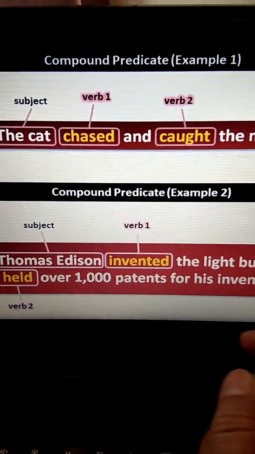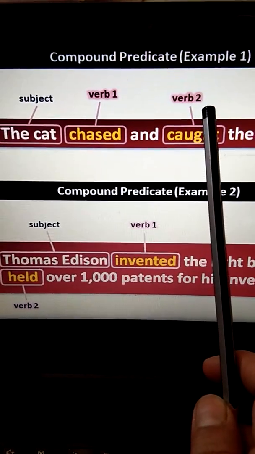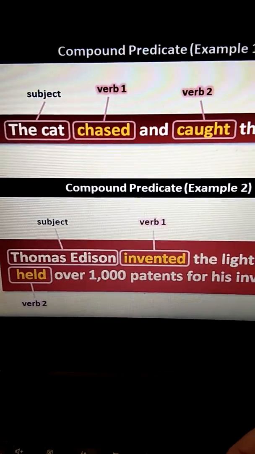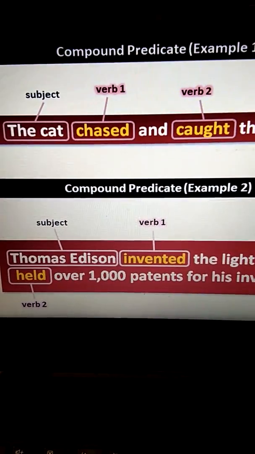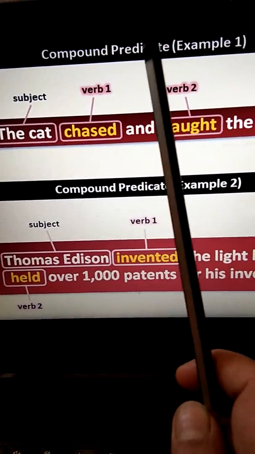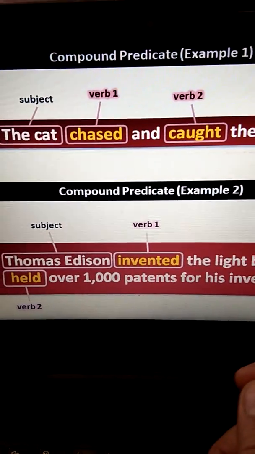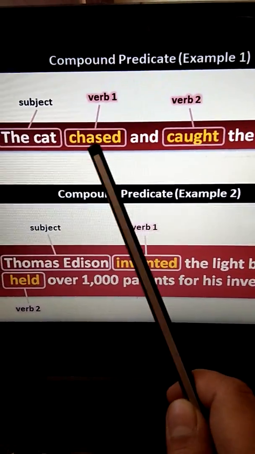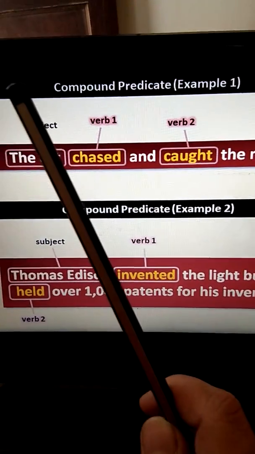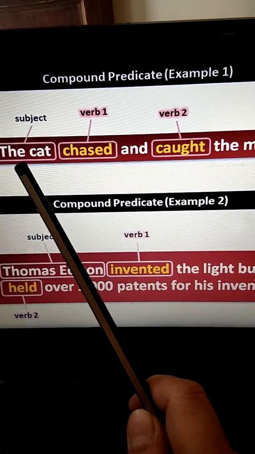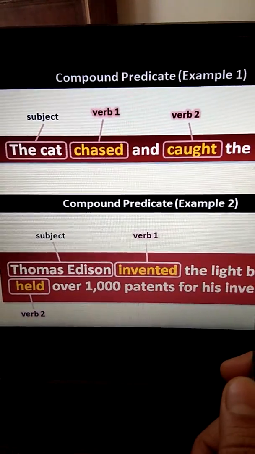Thus it becomes a compound predicate. Two actions. Clear? We can say the cat chased the mouse. So here one action, it is a simple predicate. The cat caught the mouse. This is another example of simple predicate. And now when we join these two sentences and say the cat chased and caught the mouse, both the actions were performed by the cat. Clear? So this becomes an example of compound predicate then.